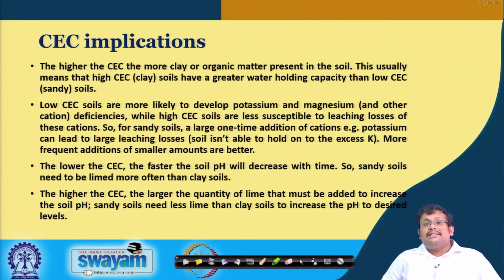Now, the higher the CEC, the larger the quantity of lime that must be added to increase the soil pH. We have discussed just this in the last slide, because in case of smectite, which has more cation exchange capacity, we have to add more lime to increase the pH. Sandy soils need less lime than clay soils to increase the pH to desired levels. So, these are some practical implications of cation exchange capacity.